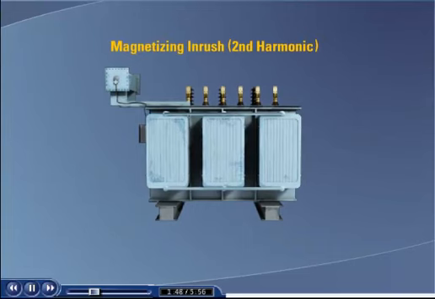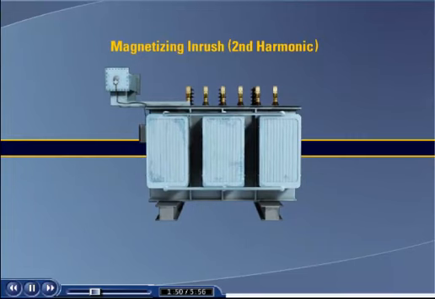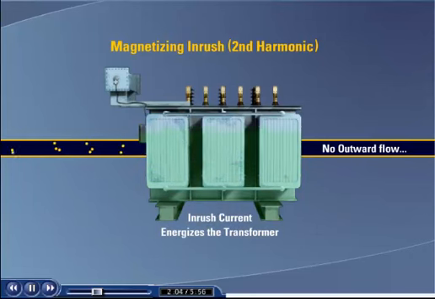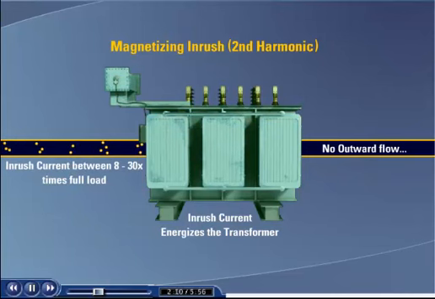Magnetizing inrush or second harmonic. This is a normal characteristic of a transformer that is being energized. When the system voltage is applied to a transformer at a time when the steady-state flux should be at a different level from that existing in the transformer, a current transient, known as inrush, occurs to build up the flux. Inrush currents between 8 to 30 times the full load current flows into the transformer with no current flow out. This current flow would normally appear as an internal transformer fault to the differential element.